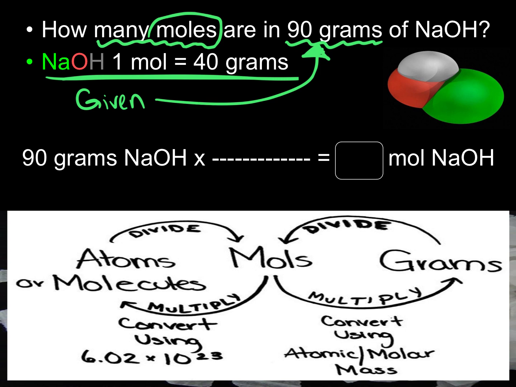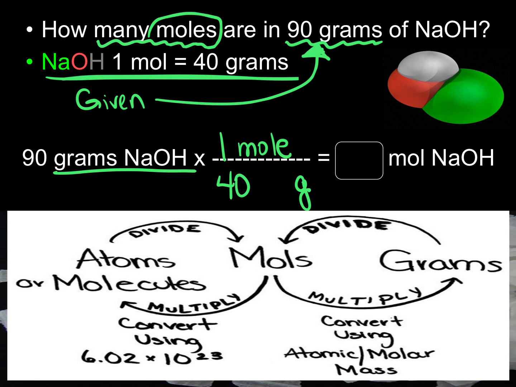So since we're given grams, we're going to put grams on the bottom because we want it to cancel out. So I'm starting with grams. Grams goes on the bottom. We want to find out how many moles we have. So 1 mole is going to go on the top. And according to what we've learned, 1 mole of a material is equal to its molar mass. So 1 mole of sodium hydroxide is going to be 40 grams.